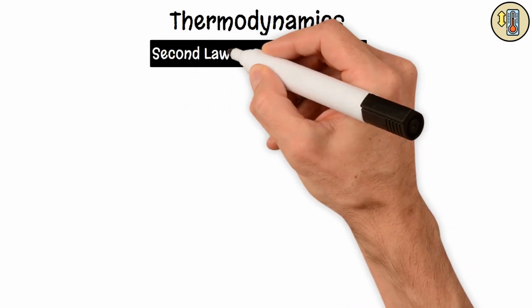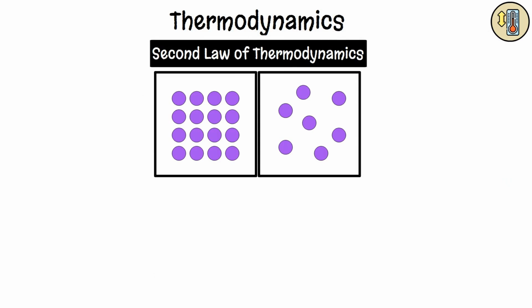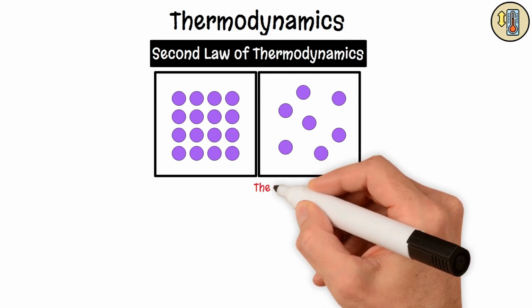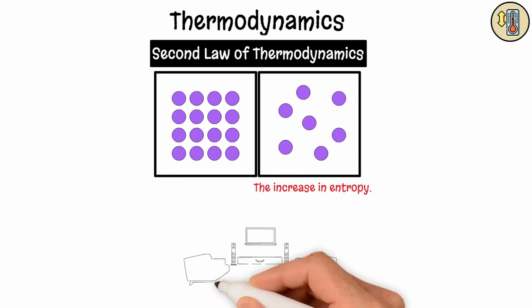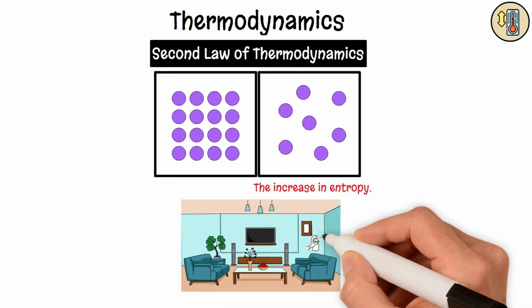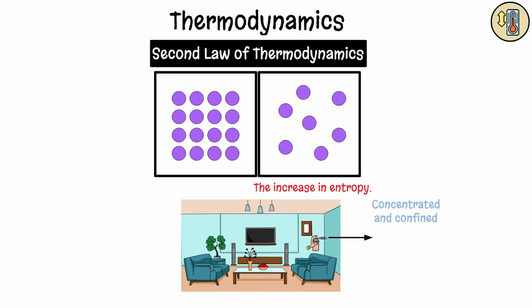Second law of thermodynamics. This law states that energy tends to spread out and become more disordered over time. This is often described as the increase in entropy. For example, imagine you spray some perfume in one corner of a room. Initially, the perfume molecules are concentrated and confined to a small area, low entropy.